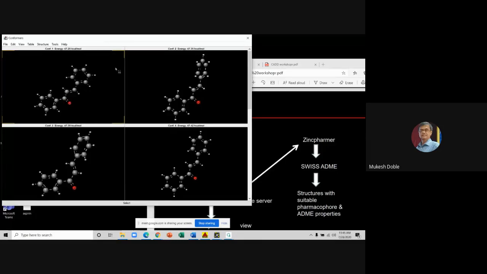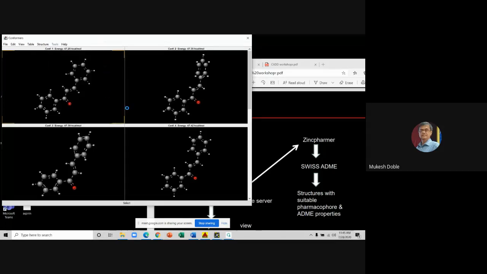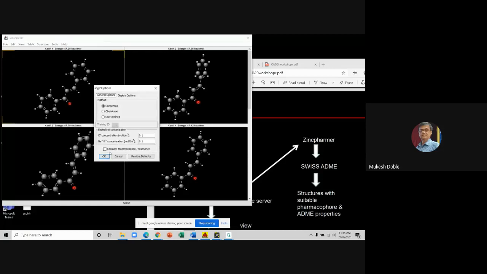Besides getting the 3-dimensional confirmation, it can also calculate properties. For example, this is a new structure, and I want to know the log P, the partition coefficient, of this molecule. So it will calculate the log P also. So it can do many property calculations also.